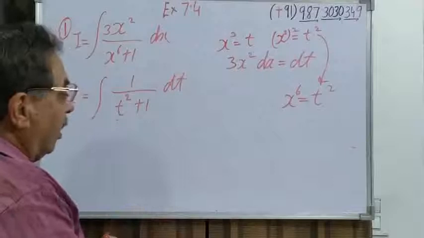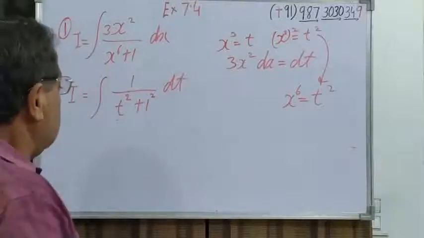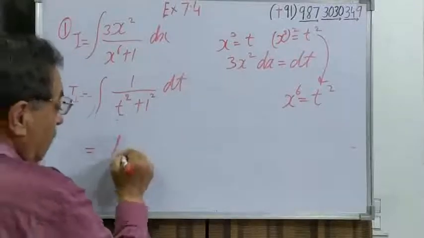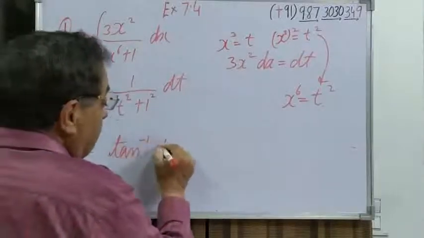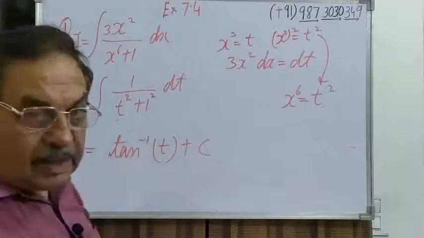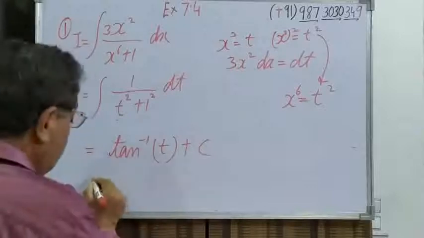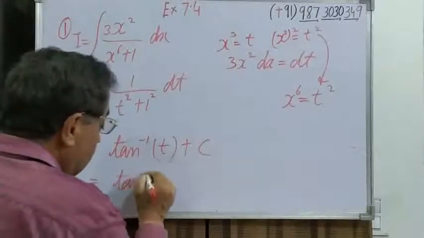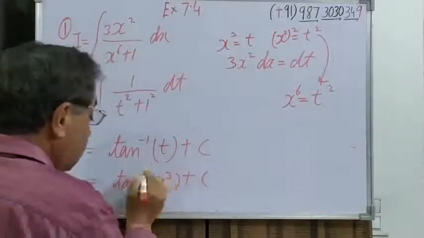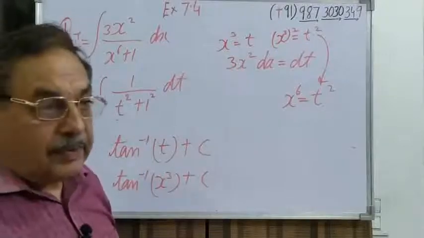Now we have done the third formula, that is t square plus 1, where 1 can be written as 1 square. So we can straightway apply the formula with a equal to 1. That is tan inverse t upon 1, plus c. T upon 1 doesn't matter, we can straightway write t. Now writing back the value of t, we get the answer tan inverse x cube plus c. So this is the answer for question number 1.